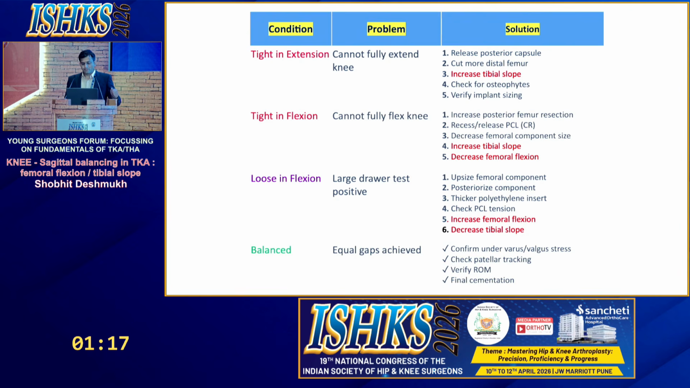So how can femoral flexion and tibial slope affect various scenarios? If it is tight in extension, we can increase the tibial slope. If it's tight in flexion, we can increase tibial slope or decrease femoral flexion. If it's loose in flexion, we can increase femoral flexion, decrease tibial slope, and ultimately achieve a balanced knee.